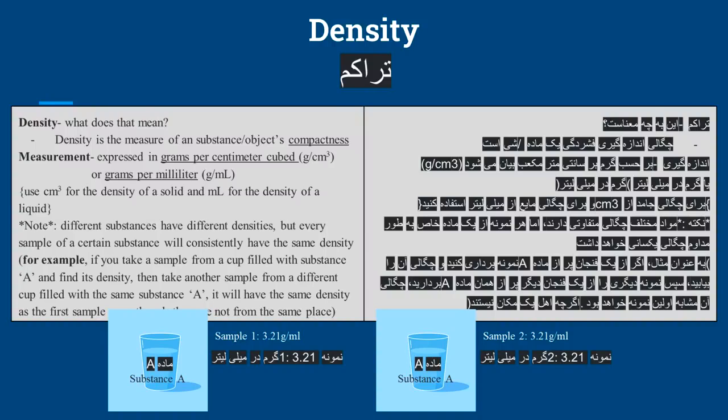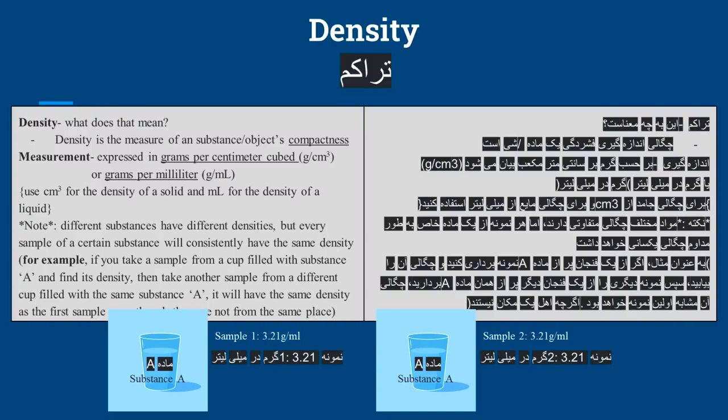Hi guys, my name is Liv and I'm from Massachusetts, and today I will be talking a little bit about density. So the first thing we need to discuss is what I mean when I say density. Density is simply the measure of an object's compactness, or how much mass there is within a certain space. We express this measure of density in grams per centimeter cubed or grams per milliliter.